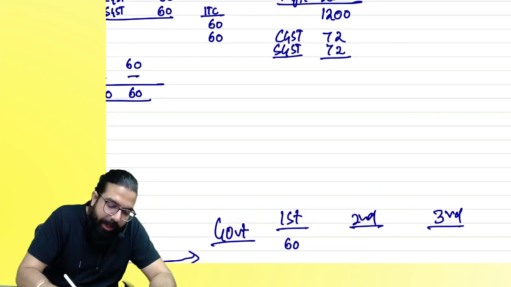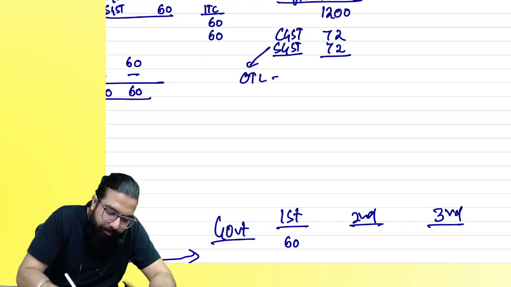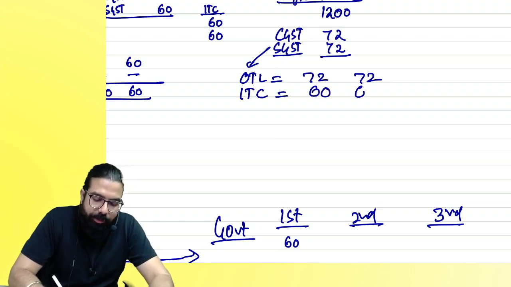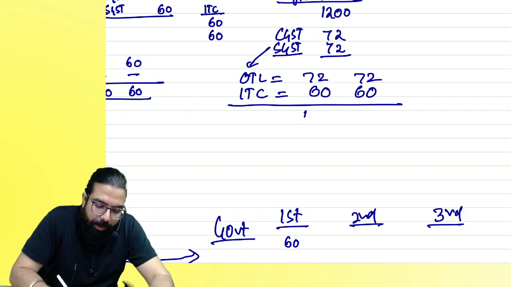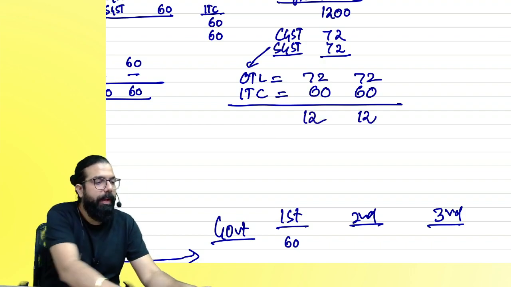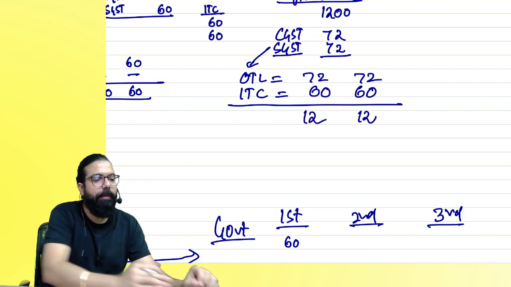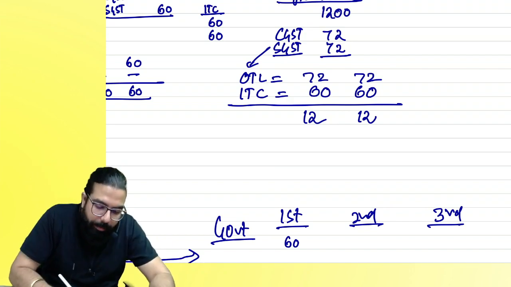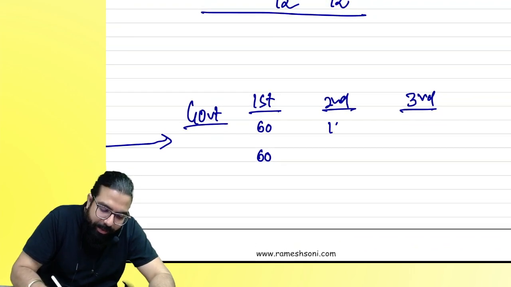And can you tell me the output tax liability, everyone? 72. And input tax credit, everyone? 60 and 60. Can you tell me the net amount payable? 12 and 12. Anyone, any doubt till here? Quickly tell me. Can we go ahead? Are we clear with this point till here? Okay. What is the balance payable? 12 and 12. At the second stage, 12 and 12.